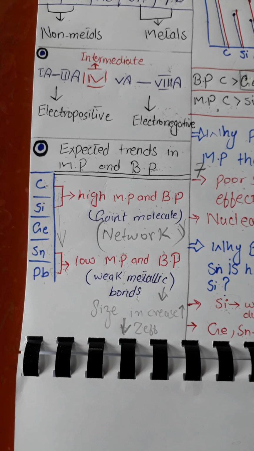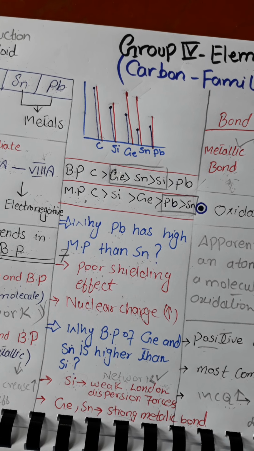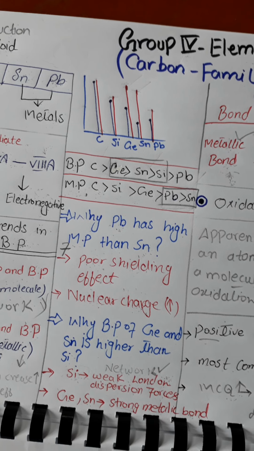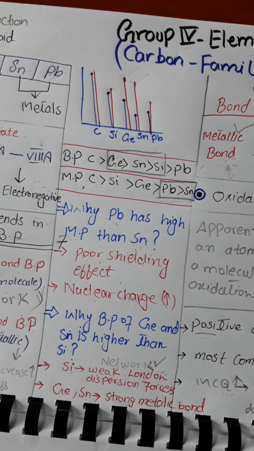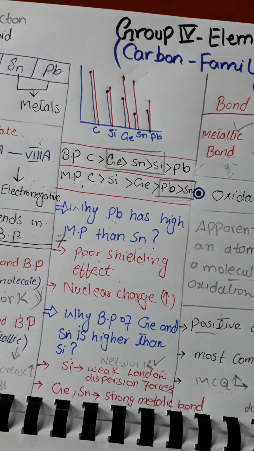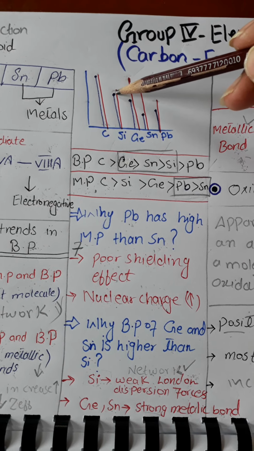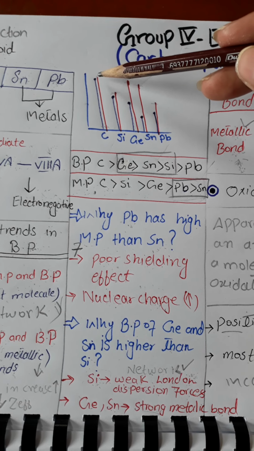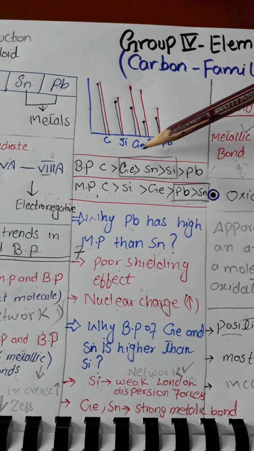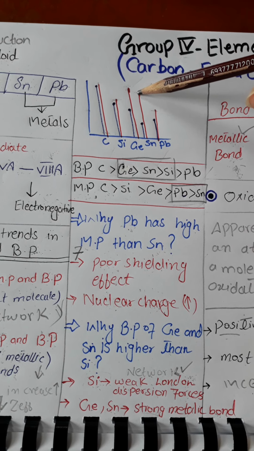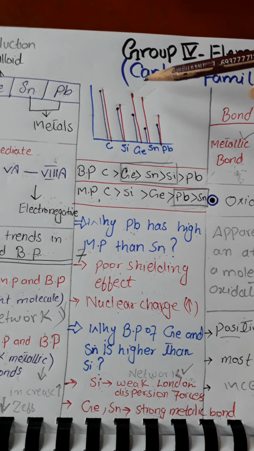But in actual, it is not happening so. There are some trends in melting point and boiling point, as you can see in the graphical representation. The red lines show trends in boiling point, while the blue lines in the graph show trends in melting point. As you can see, students, the trends in melting and boiling point are not regular, because if it decreases for the second member, then it increases for the third and fourth members of the carbon family, and then it decreases for lead. So it means it is not regular.